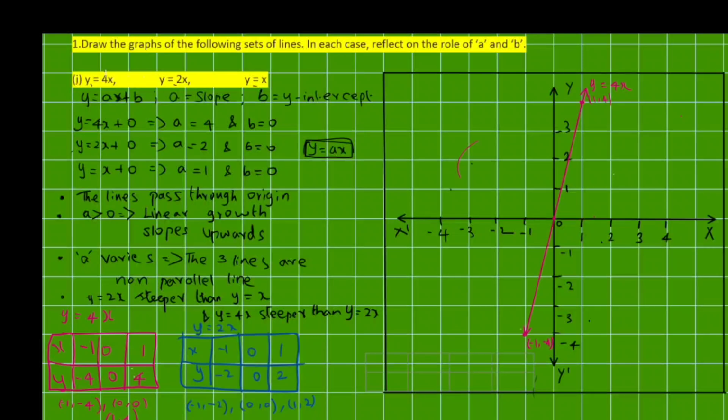Look at here, -1 and -2. So -1 and -2 is here. This is the first point, -1, -2. And the second point once again 0, 0. Then the third point 1 and +2. So 1, 2. Now join these points.